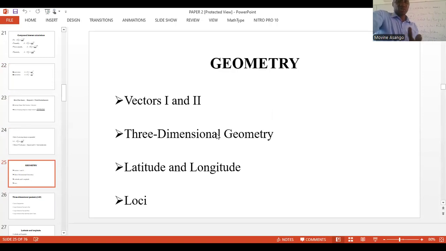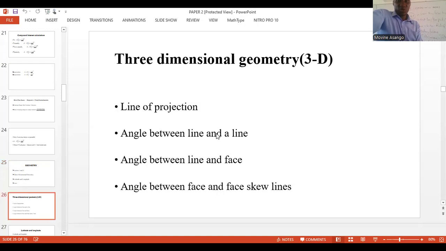Under vectors, we are not going to deal with vectors 1 if we are talking about paper 2. Paper 2, we are going to insist on vectors 2. Under vectors 2, there are a few things that I will expect you to know. I'm going to mention that three-dimensional geometry, the same thing. If you're talking about loci, the same thing. So let's maybe begin with three-dimensional geometry.